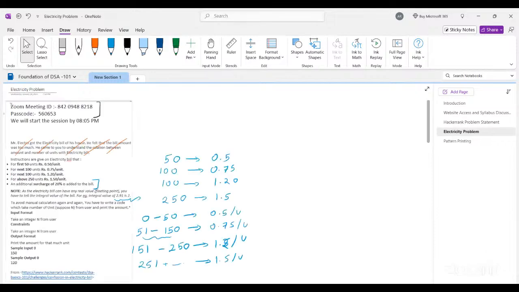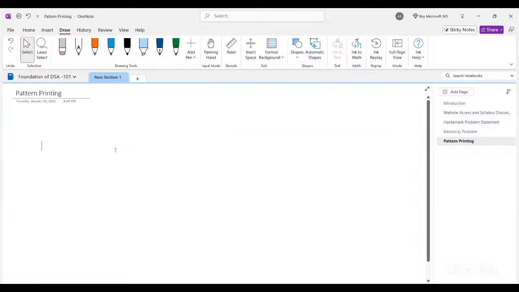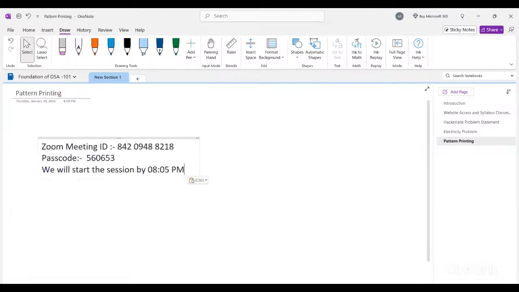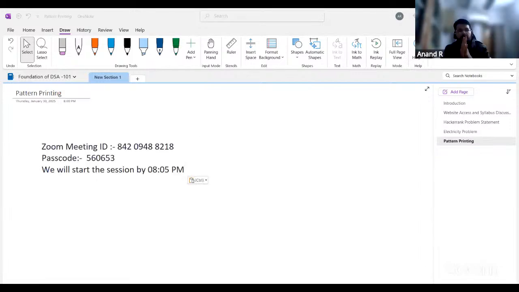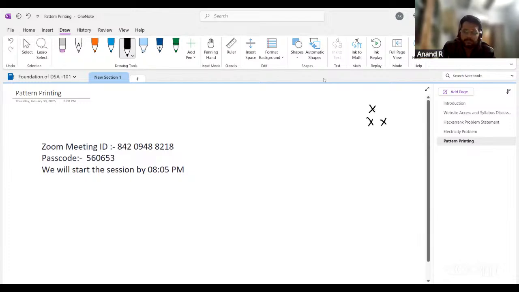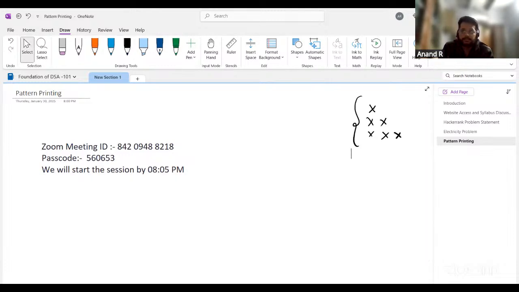So let me attach the Zoom link over here. What we're going to discuss today is pattern printing. How many of you know how to solve problem statements based on pattern printing? What do I mean by pattern printing? It shows structures of this sort. In your school or college, have you ever encountered these kinds of patterns?